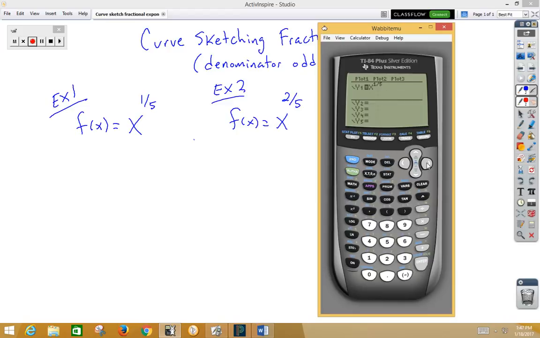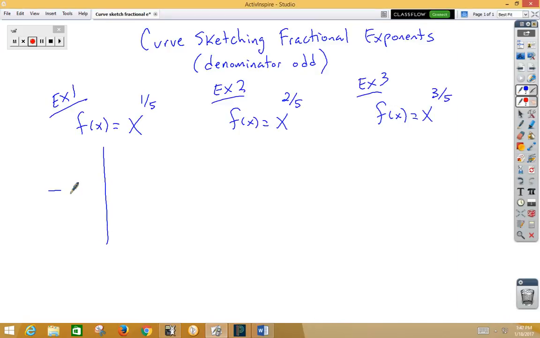Now, if we go ahead and press graph, and I'm going to go zoom 6 so that we get the standard graph. You'll notice that x to the 1/5 looks like that. We refer to that as an S shape. So our x to the 1/5 is going to be a kind of flattened out S, and I want you to notice that as we go through the origin, we have a tangent line that's vertical. So we're going to have a point of non-differentiability there.